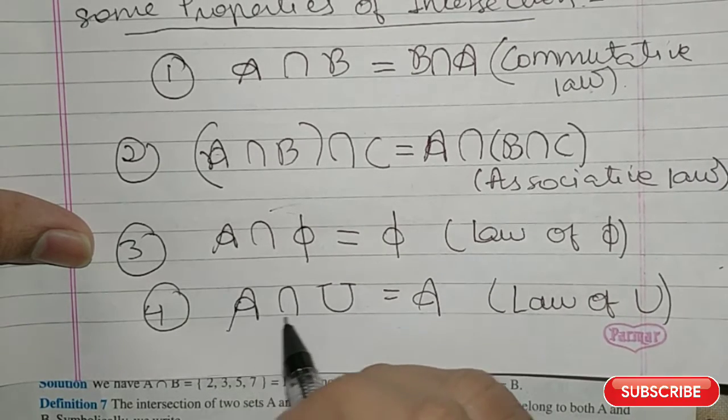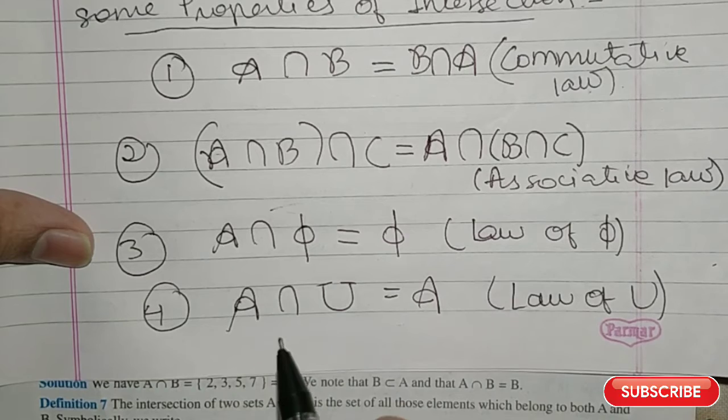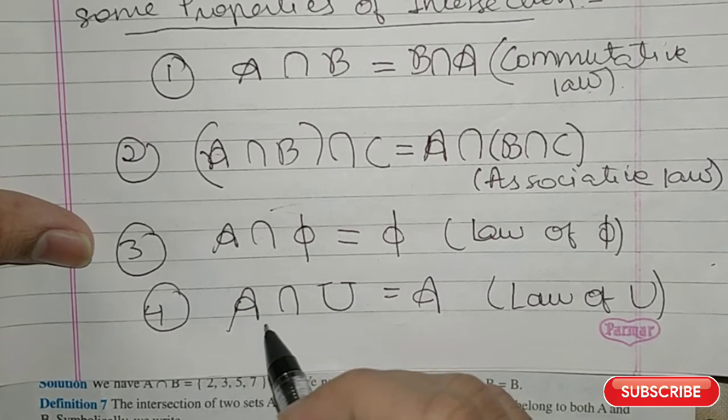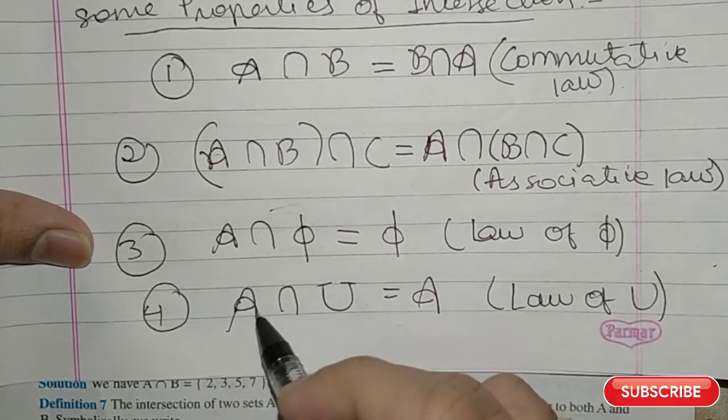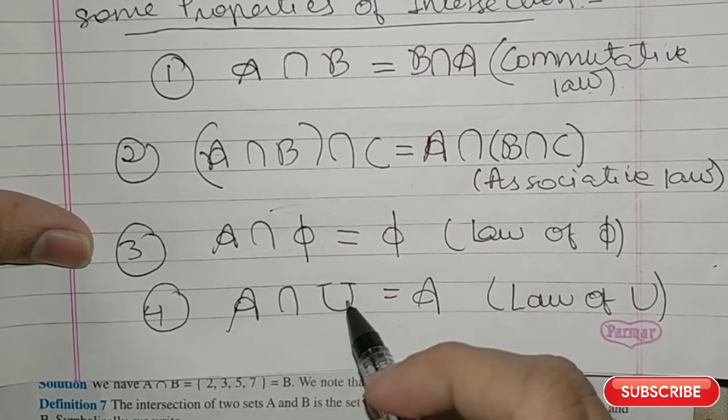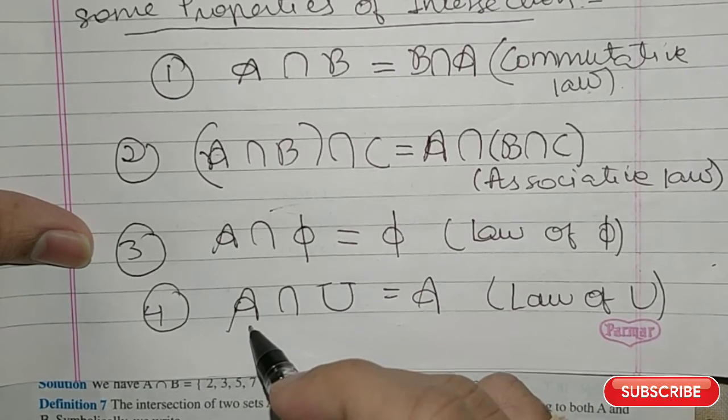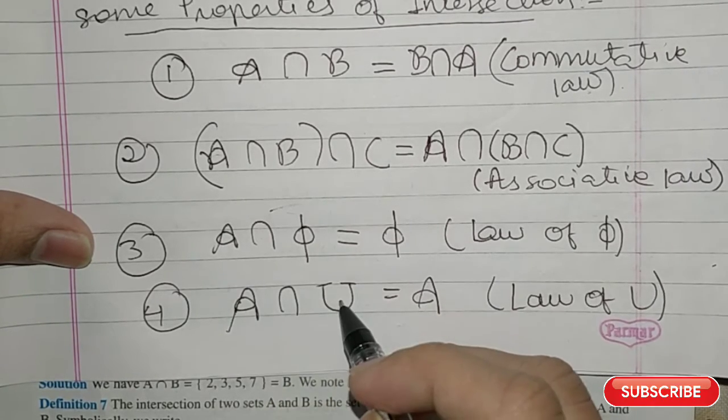Now let us go to the fourth, that is A intersection the universal set. So you have to take all the elements common to A and U. Now all the elements common to A and U will be what?